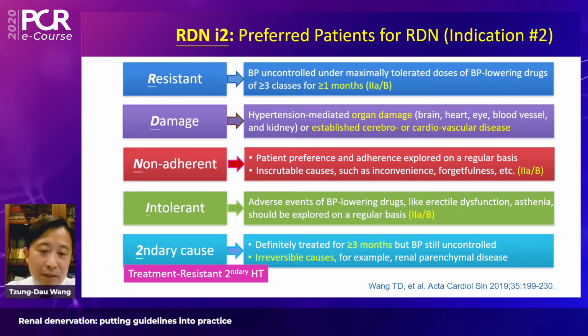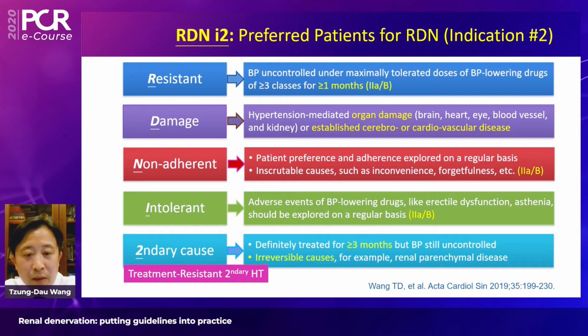And the D means damage, hypertension-mediated organ damage. That means long-lasting hypertension or already atherosclerotic cardiovascular disease. Those are all side effects or complications of hypertension. So those patients are at higher risk and will get more clinical benefits from blood pressure reductions through any measures. And then the N and I means non-adherent or intolerant.